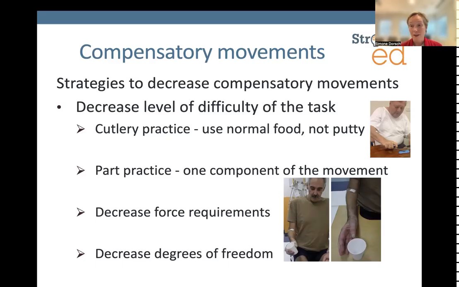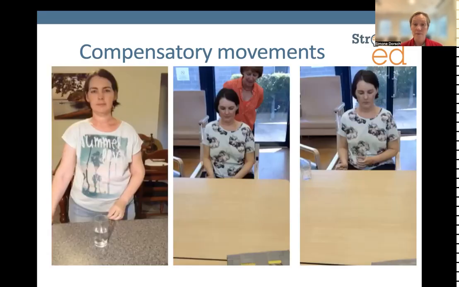Decrease the degrees of freedom. So take out some of the components and make it just one or two components of the movement rather than all components at the same time.